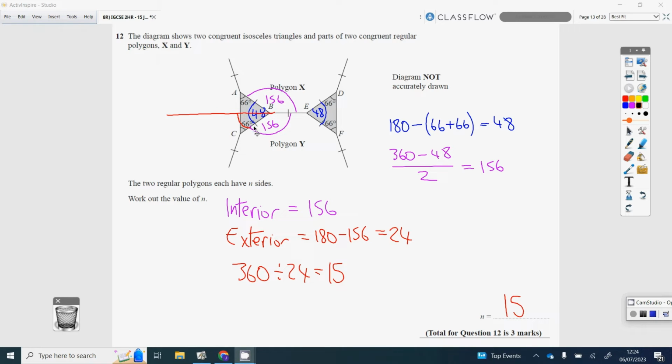Now exterior angles of regular polygons always add up to 360. Now I've just worked out that one of them is 24. So how many of them are there going to be given they all add up to 360? When you do 360 divided by 24, giving you 15 exterior angles or 15 sides.